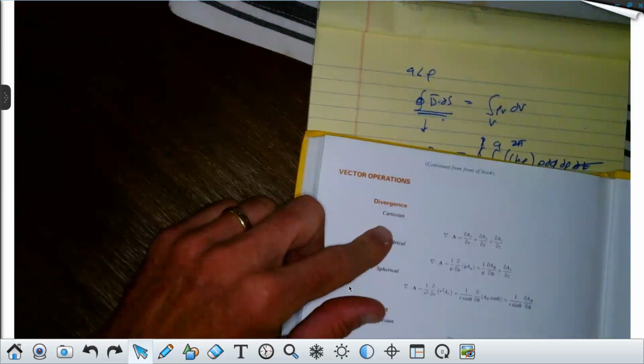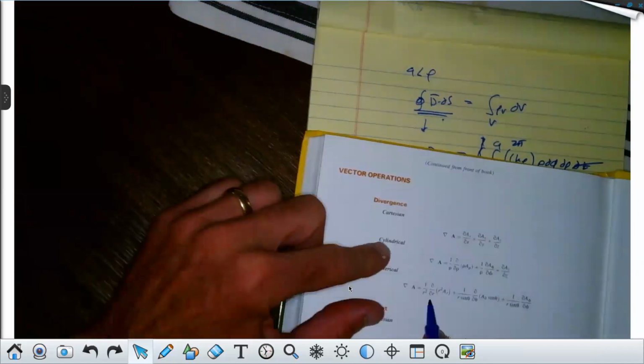Now, this is the divergence operator in all 3 coordinate systems. A divergence operator is like a derivative, only it's a directional derivative. But in this case, it has no direction. It's a scalar term. And it takes the derivative, for instance, if we were in Cartesian coordinates, of the vector component in the x direction with respect to x, plus the derivative of the vector component in the y direction with respect to y, plus the derivative of the vector component in the z direction with respect to z. And we'll take that next time.